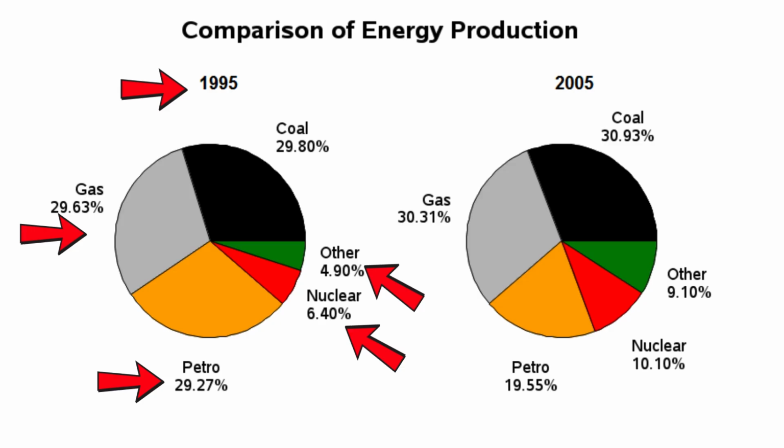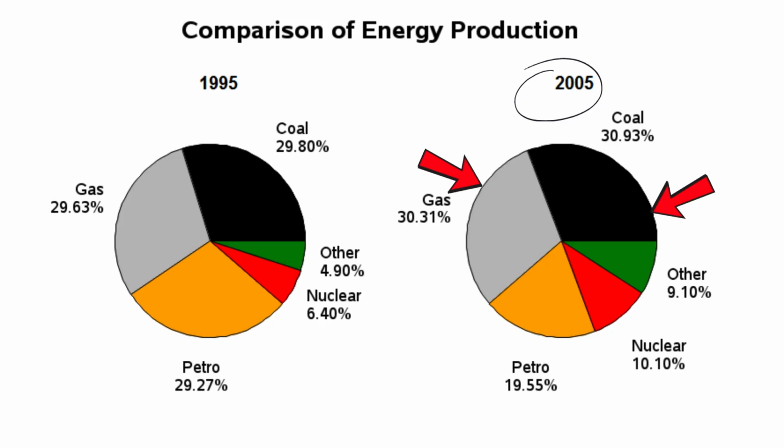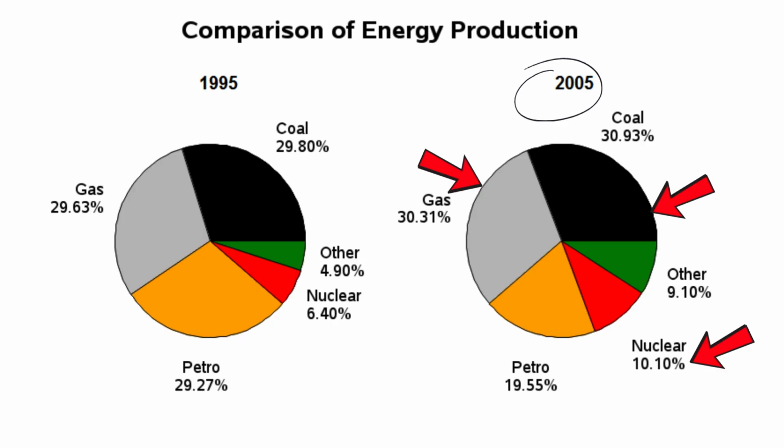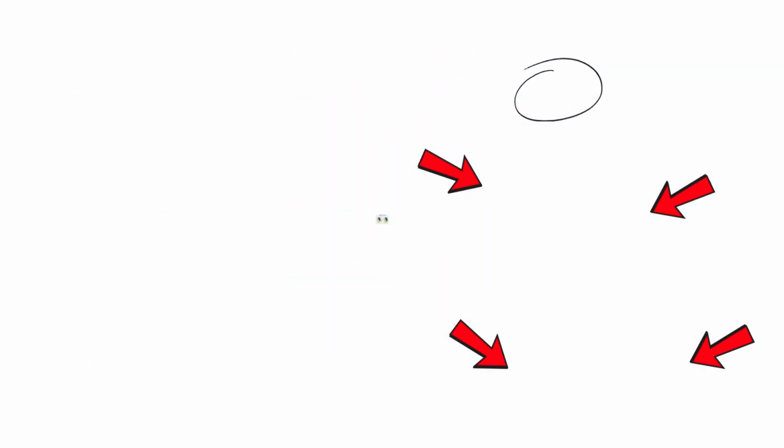By 2005, while coal and gas saw marginal increases, to 30.9% and 30.1% respectively, nuclear energy rose significantly to 10.1%, and other sources nearly doubled to 9.10%. Petrol, conversely, dropped sharply to 19.55%, making it the only energy source to decline over the period. This change suggests a gradual move away from petrol dependency toward a more balanced energy mix.